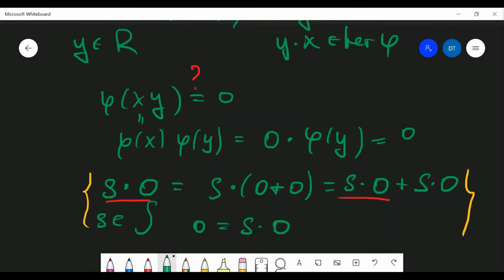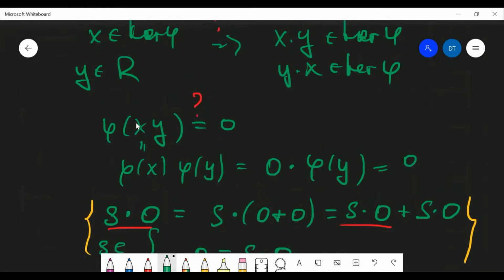So as you can see, if we multiply an element of the kernel by any other element, we stay inside the kernel. This is exactly the definition of an ideal.